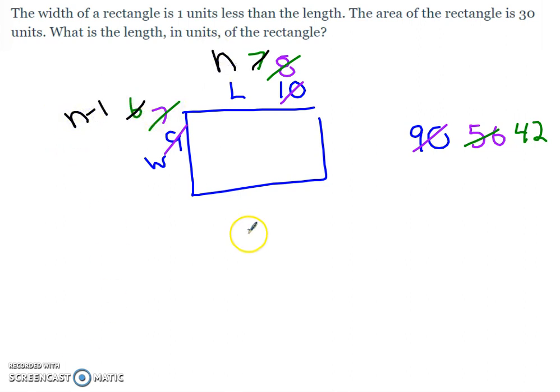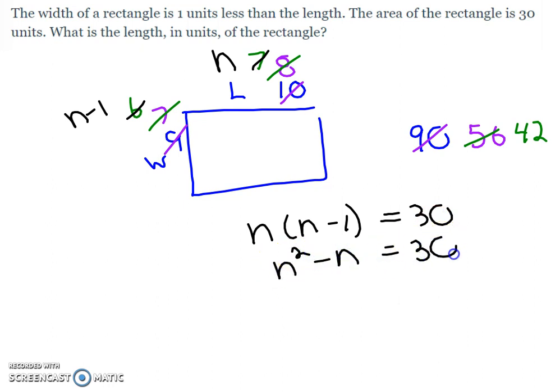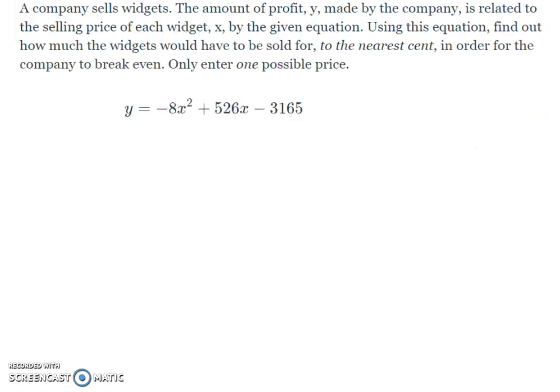Okay, and then you multiply those together, n and 1 less than n, and it's supposed to equal 30. As soon as you write this as n squared minus n equals 30, you say, oh, quadratic equation, and I can solve that. Now you're right. It's 6 and 5, and that's going to be the right answer.